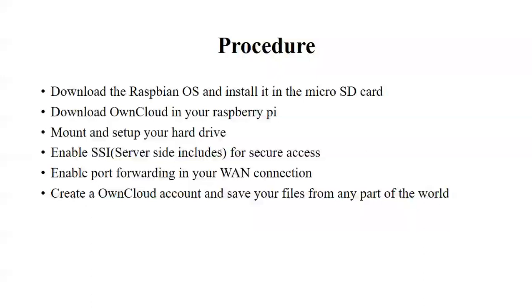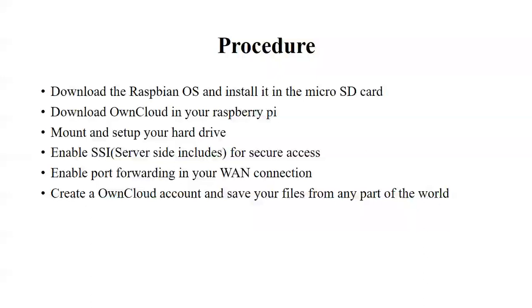After the installation of the Raspbian OS, through an HDMI cable, we will connect the Raspberry Pi with a screen like TV or a monitor. Then we will open the Raspbian OS. It is similar to that of Linux OS. With the use of Raspbian OS's terminal, we will install OwnCloud using some commands.